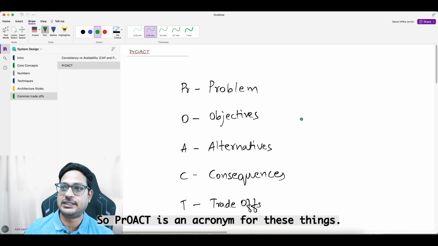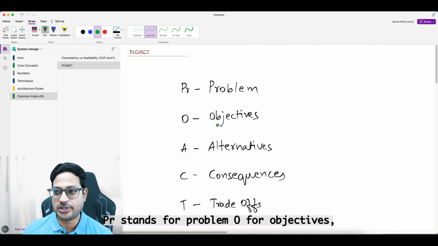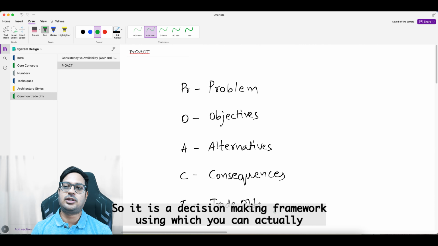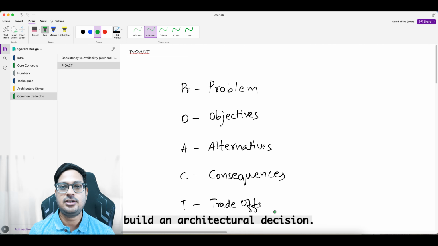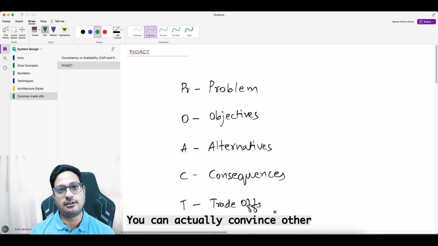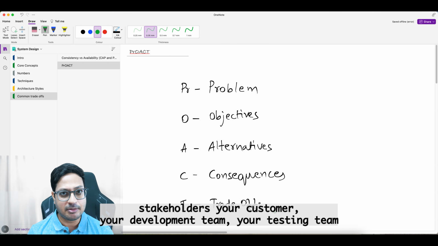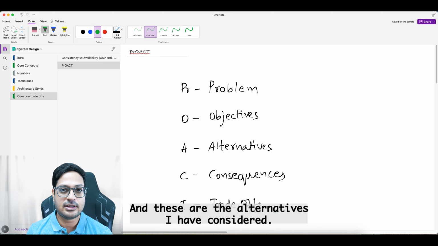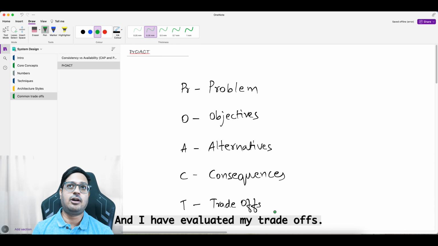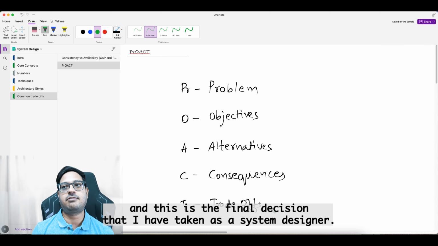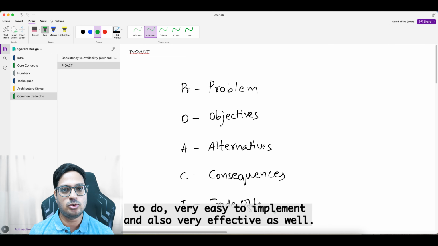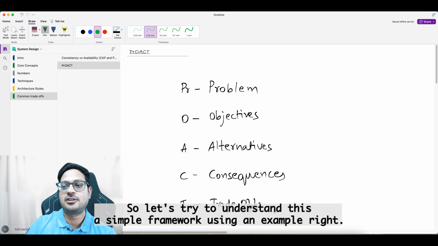So PrOACT is an acronym for these things. PR stands for problem, O for objectives, A for alternatives, C for consequences, and T for trade-offs, right? It is a decision-making framework using which you can build an architectural decision. You can document it, present it, and convince other stakeholders, your customer, your development team, your testing team, that you have considered these options, these are the alternatives I have considered, these are the consequences and these are the trade-offs, and I have evaluated my trade-offs, made my prioritization, and this is the final decision that I've taken as a system designer. So this is a very powerful framework, very simple to implement, and also very effective. Let's try to understand it using an example.